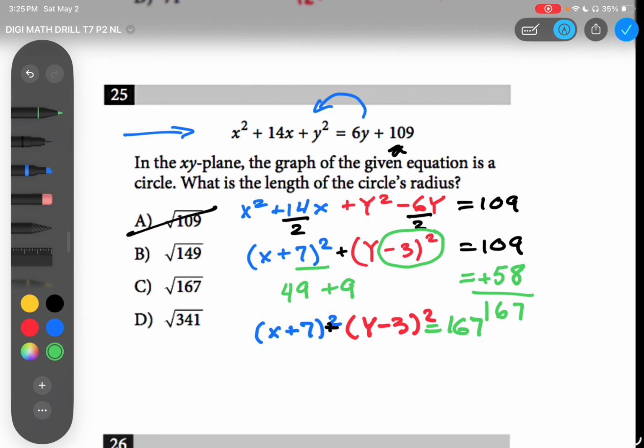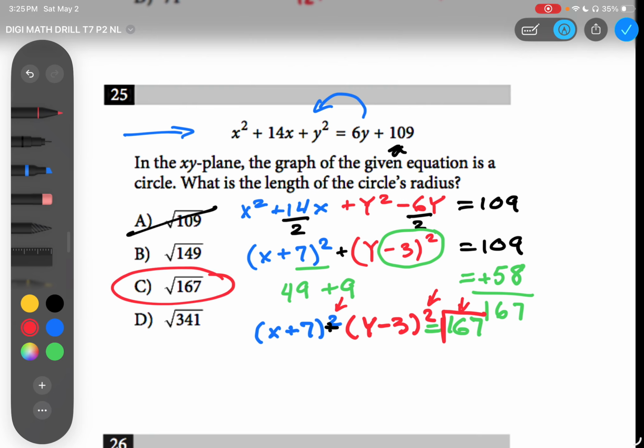Now, the circle's radius must be found, because notice everything is squared. You got that squared, you got that squared. So that means 167 is squared. So our radius is going to equal the square root of 167, and that's the answer for C.